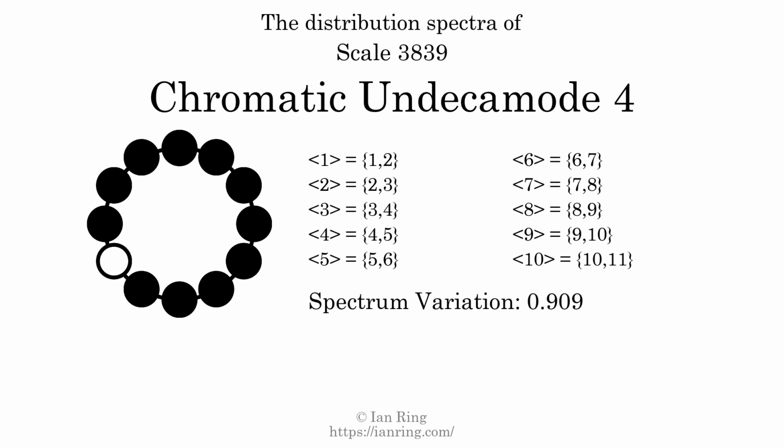The spectrum variation is the sum of all the widths, divided by the number of tones. The spectrum variation of this scale is 0.909. Since the variation is greater than 0, this indicates that the scale is not perfectly even. The highest spectrum width is 1. Since that is less than or equal to 1, that means this scale is maximally even.